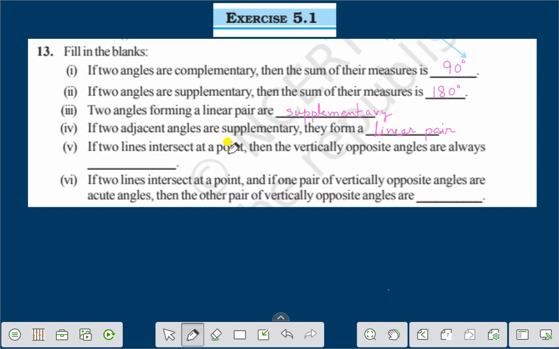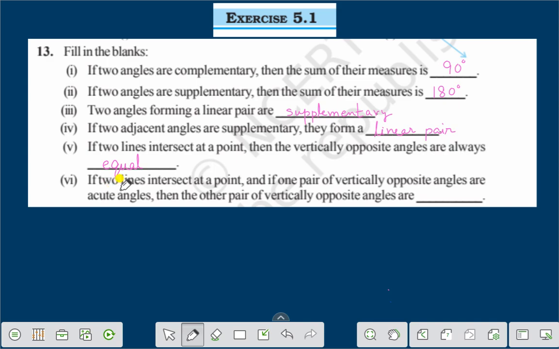If two lines intersect at a point, then vertically opposite angles are always equal. You know this one? If two lines intersect at a point, then the vertically opposite angles are always equal.